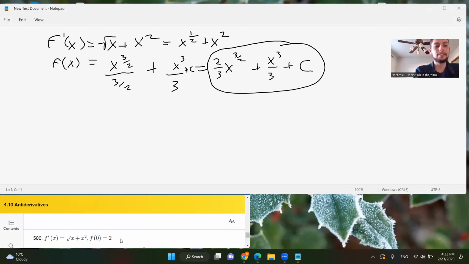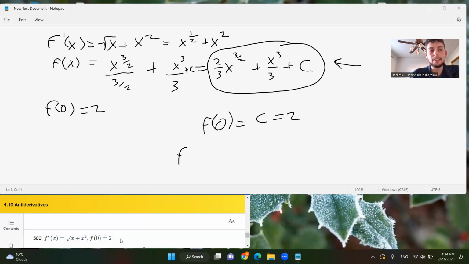We have an initial value. We know that f of 0 equals 2. So if f of 0 equals 2, then this thing equals 2 when we plug in 0. So f of 0 is going to be equal to 2/3 times 0 to the 3/2, that's just 0, plus 0 cubed over 3, that's just 0. So f of 0 is just going to equal c. And we're told through the initial value problem that that equals 2. So now we have that c equals 2.